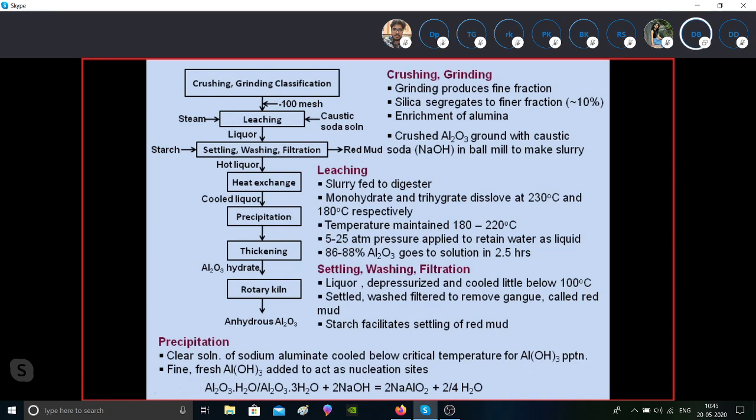We separate the aluminium hydroxide from the liquid in a series of thickeners, filters and so on. The product we get from this stage is coarse aluminium hydroxide, which is finally calcined in a rotary kiln to produce anhydrous Al2O3.